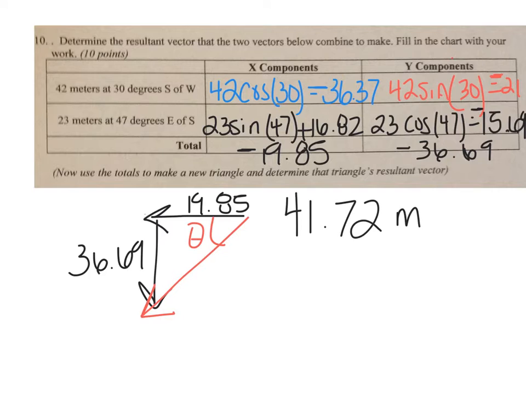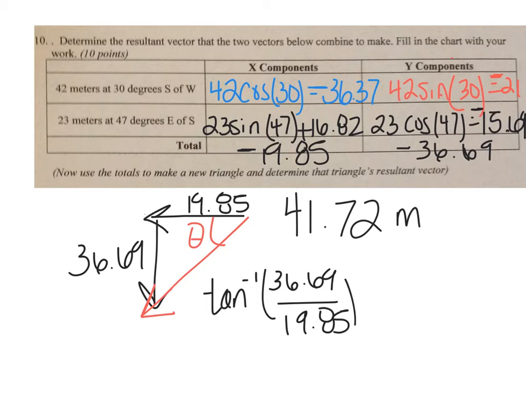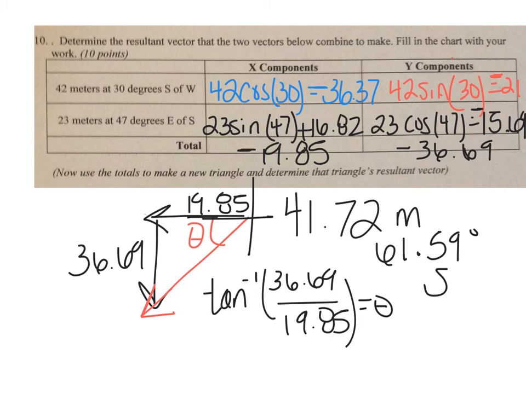Right? To find your degrees, you are doing inverse tan opposite over adjacent. So that would be tan negative 1, 36.69 over 19.85. And that'll give you your degrees, which in this case is going to be 61.59 degrees. And then to give you that direction part, if we were to turn this into a coordinate plane right here, you're in that southwest corner, and you're going below or south of that west line, so it's going to be south of west. So this is your final answer.